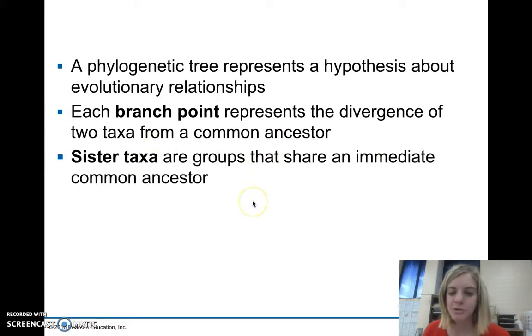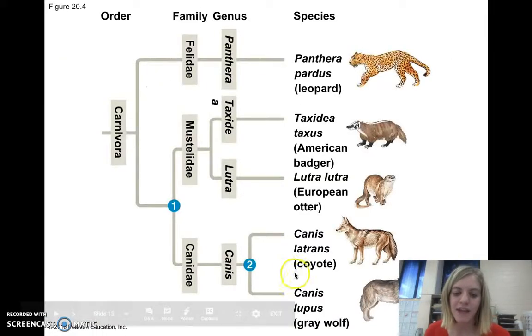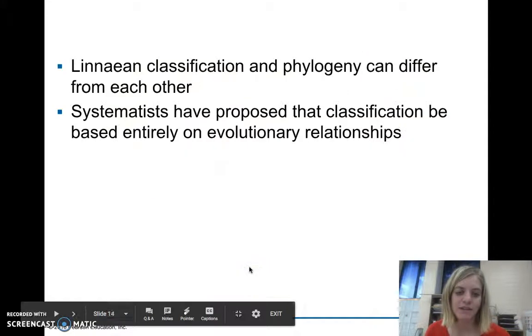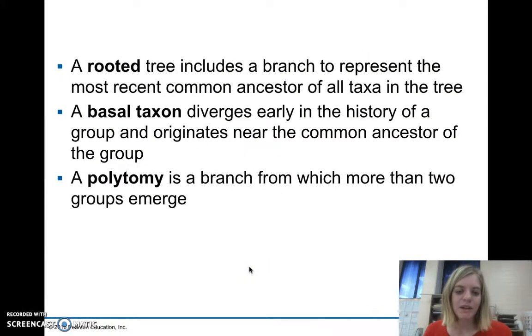Sister taxa are groups that share an immediate common ancestor, so they're each other's closest relatives. In this case, according to this tree, the coyote and the gray wolf would be sister taxa. And then this is our branch point representing their common ancestor. A rooted tree includes a branch to represent the most recent common ancestor of all the taxa in the tree. And the basal taxon is one that diverges early on in the group and originates near the common ancestor.